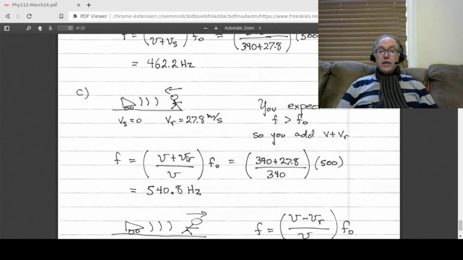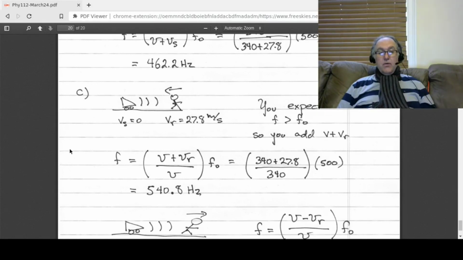Well, now VR is in the numerator, and in order to get a bigger number in the numerator, you have to add. And so if you think about this, it's got to be V plus VR. Again, you could say, well, I'll just do the subtraction, and you would get a lower number, and then you know that you did it wrong. So yes, it's plus. And VS is 0 because it's not moving. So in the denominator, the VS just drops out. So you just have VR in the numerator there. And so you just plug in the numbers, 340 plus 27.8 divided by 340 times 500, and you get 540 hertz.